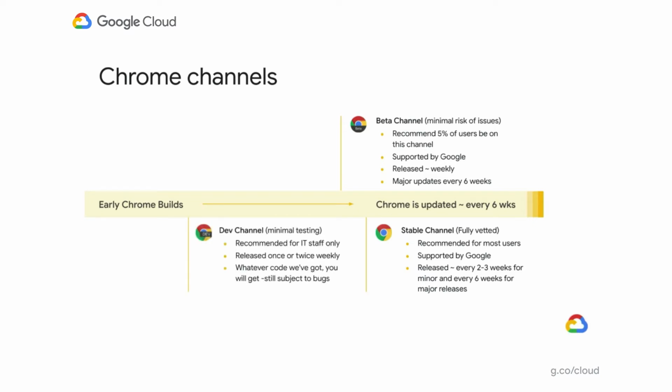IT staff may want to use the dev channel for an even earlier preview of new features. These features are not guaranteed to make it to beta or stable, but this can be a good opportunity for testing what's coming down the pipe. Dev is updated once or twice weekly and is only minimally tested, so it may contain bugs.